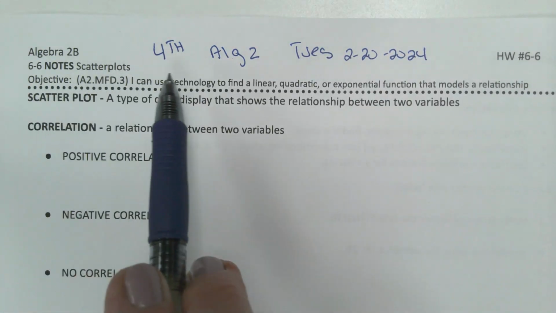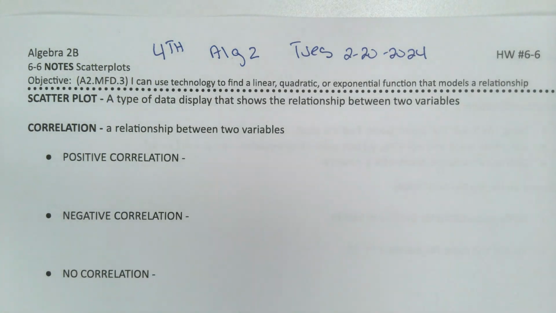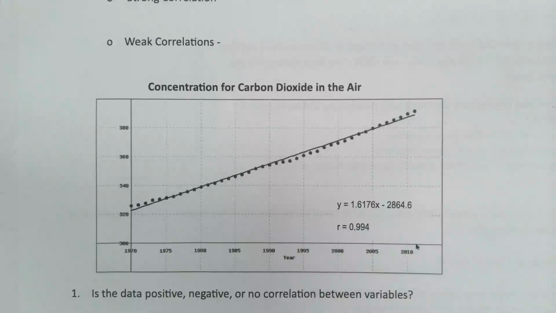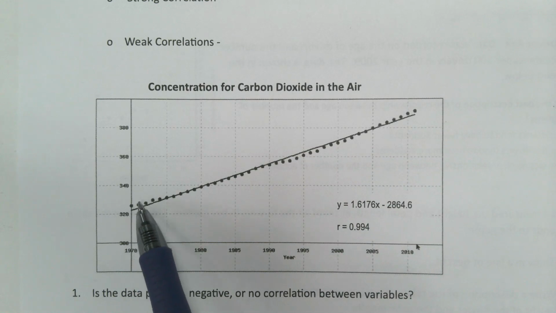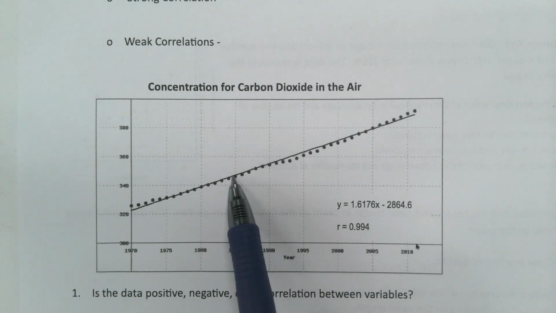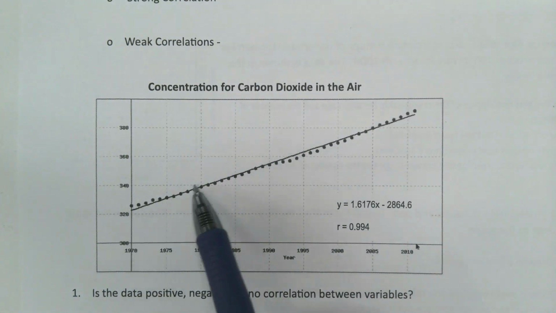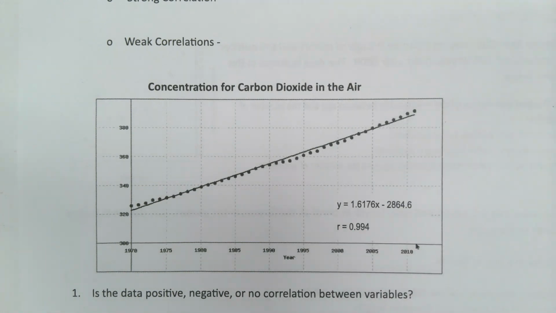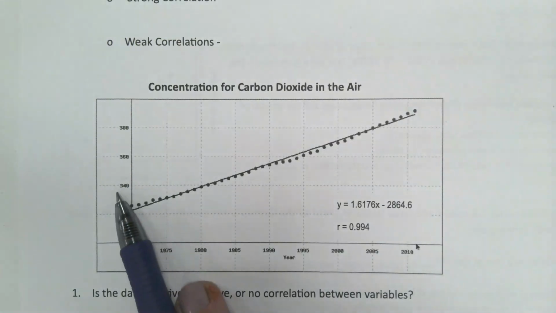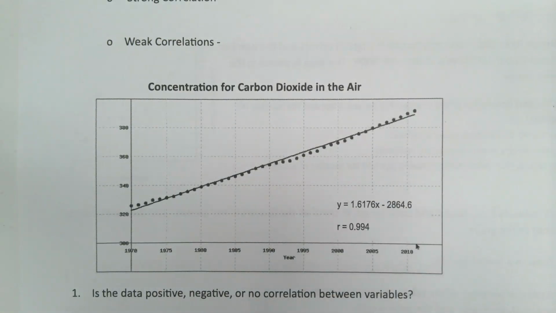A scatterplot is a type of data display that shows the relationship between two variables. I'm going to keep referencing this graph here at the bottom. The scatterplot are the points, the data points where somebody went out and collected some data. And the straight line we're going to learn is called the line of best fit. It's the line that estimates the equation that represents all the points shown.